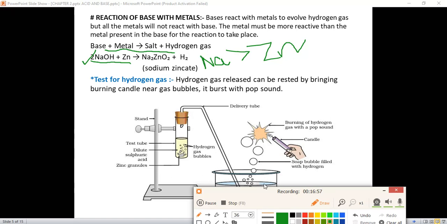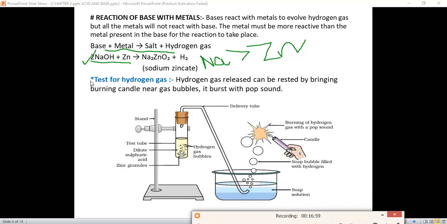Next one, a very important topic: test for hydrogen gas. In your exam, sometimes you will get a question on how to test hydrogen gas. We'll understand this through this diagram. Hydrogen gas released can be tested by bringing a burning candle near the gas bubbles. It bursts with a pop sound. Suppose this is our test tube, attached to a stand. In the test tube, we have taken dilute sulfuric acid and zinc granules.